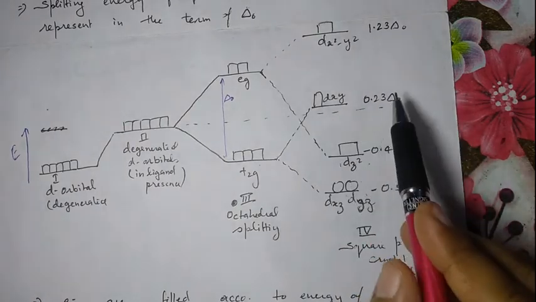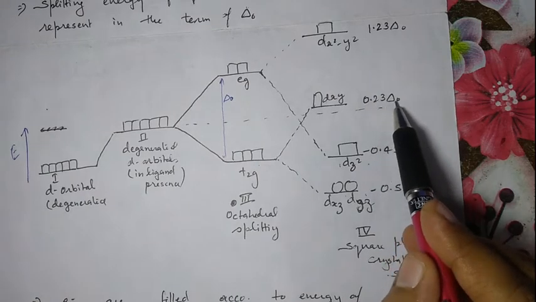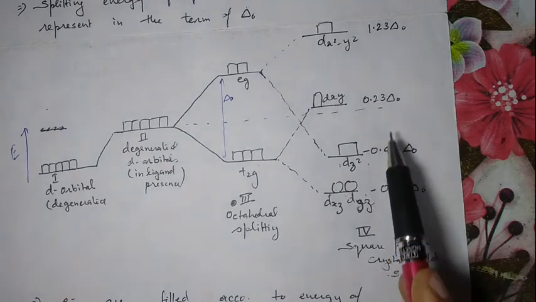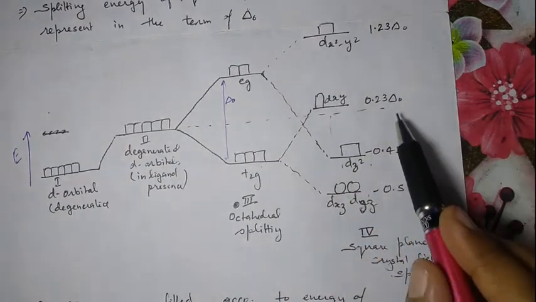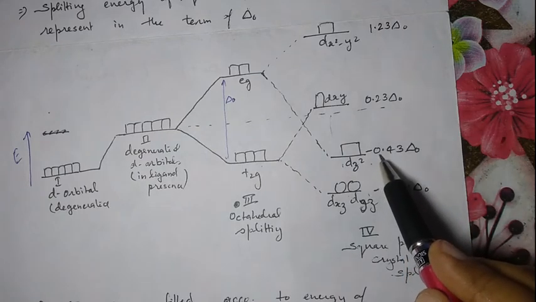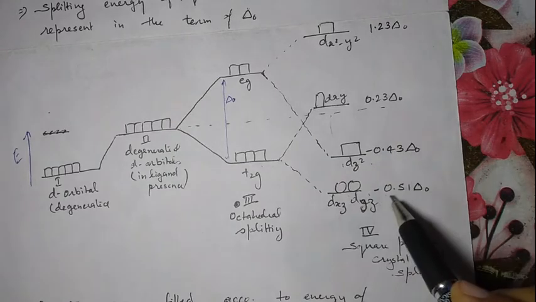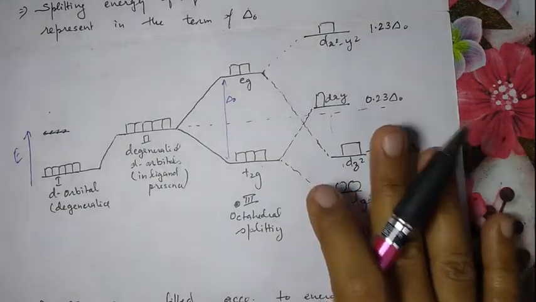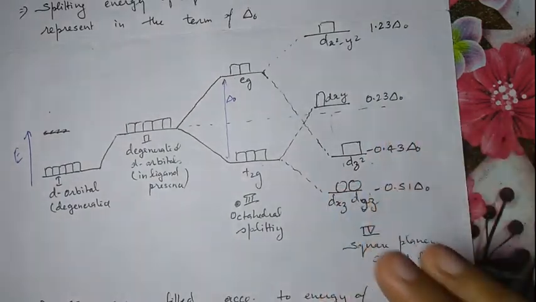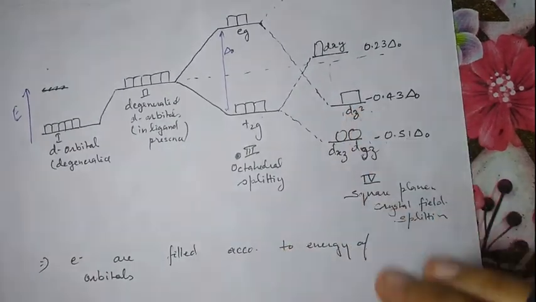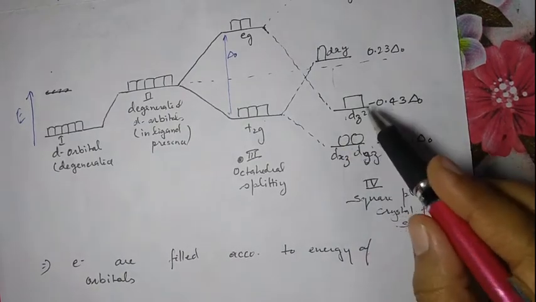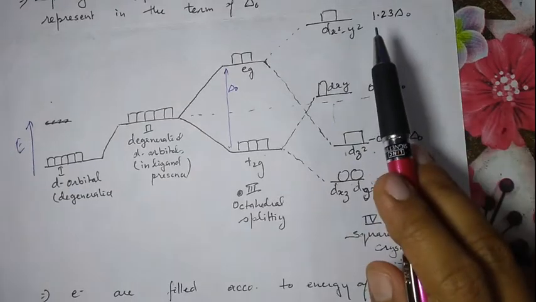If it is the barycenter, then the levels are 0.23 delta O and 1.23 delta O. This is the difference from the barycenter, and the minus sign shows lowering of energy, 0.43 and 0.51. This configuration is less important from an exam point of view, but you should know that the splitting will be different in this case, and electrons are filled according to the energy of the orbitals. Electrons will go in this orbital, then this, and then this.